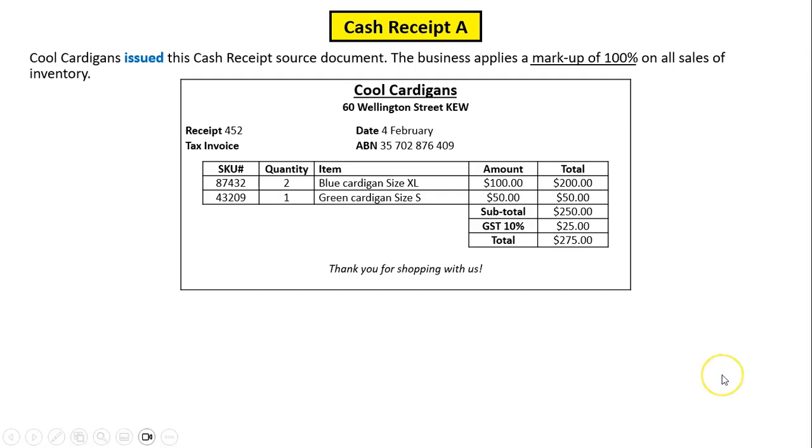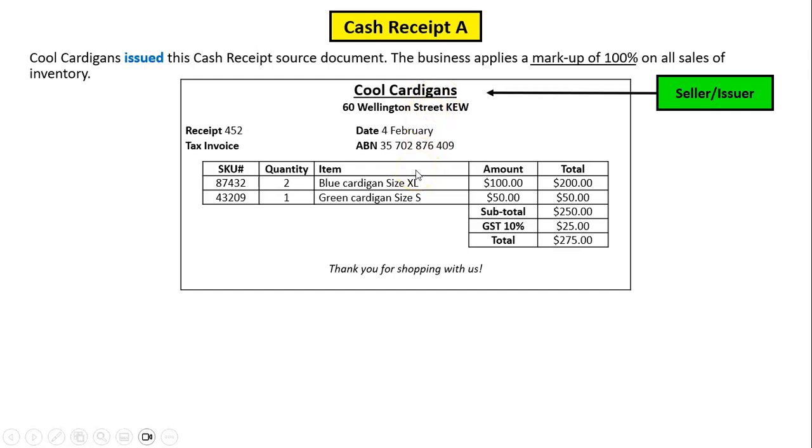So let's pretend our business is called Cool Cardigans. We've got cash receipt A here. It issued this cash receipt source document to a customer, and the business applies a markup of 100% on all sales of inventory. Usually, and particularly in our subject, the name of the seller or issuer will always be at the top of the source document. So there's our name there. What we can't see is a customer name on here.